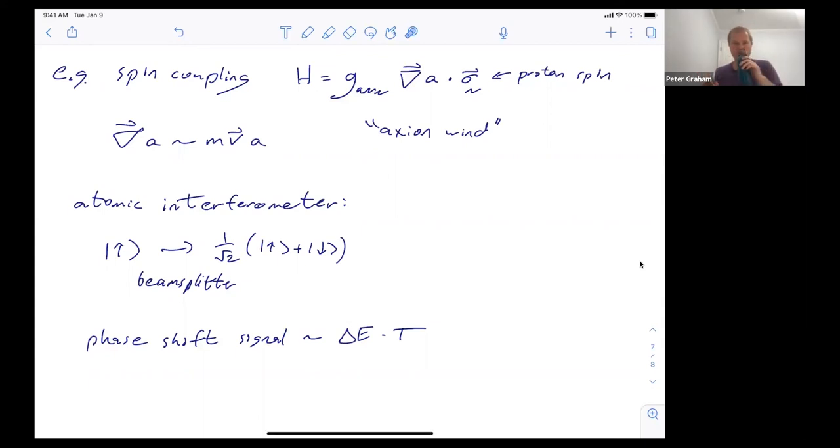Are there questions on that? Okay, and what is this energy splitting? Well, I told it to you here, this is the Hamiltonian term. If this is spin up, I get a plus sign in front. And if this is spin down, I get a minus sign in front. So it's basically just this, up to order one factors. This is the size of the energy splitting. Is that clear? So the energy splitting is basically g_aNN times this grad a in size, and then times the time. Great. Well, how big is that?